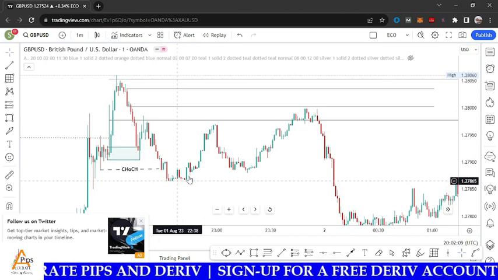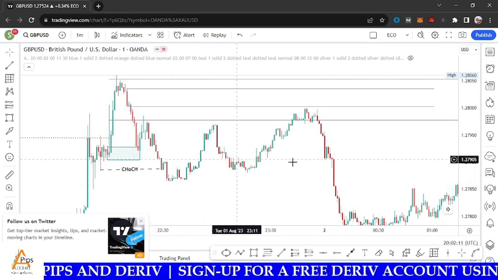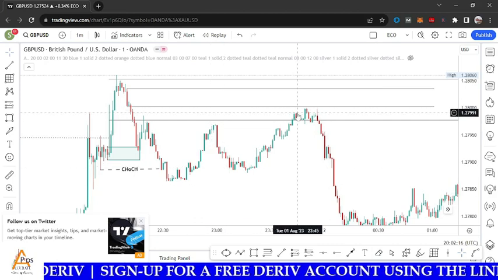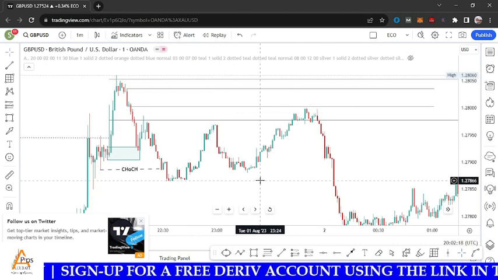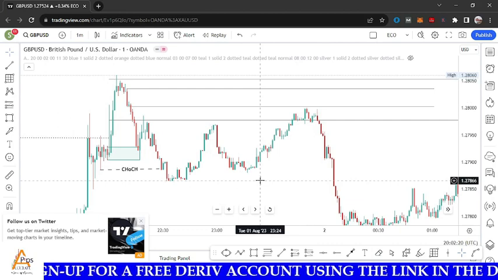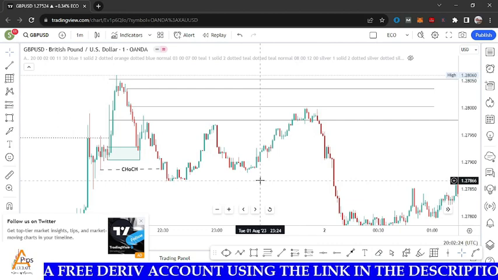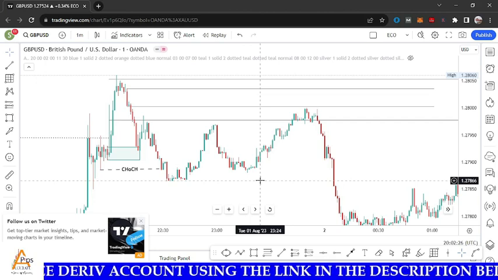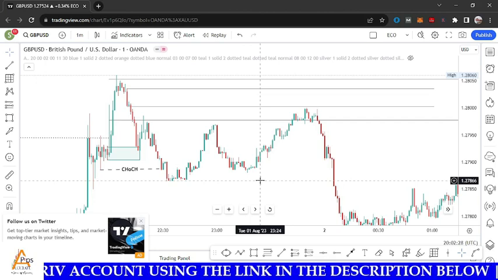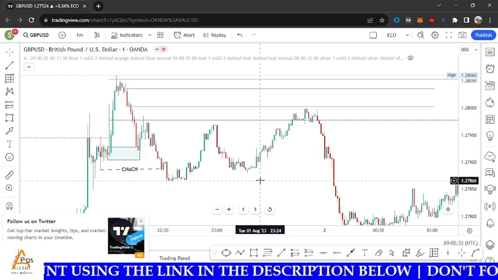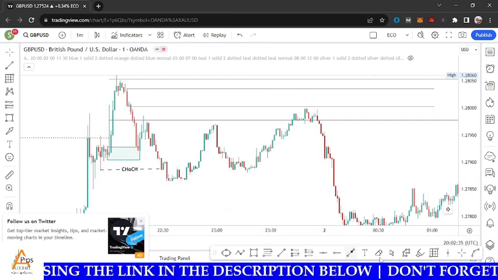Price came down and went up, came down, now tap into our zone, and then we can sell from here. But today I'm not going to talk much about entry. I'm just showing you how you can locate an IFC and then make your entry on the lower time frame, but I will not go too deep on how to make entry today.